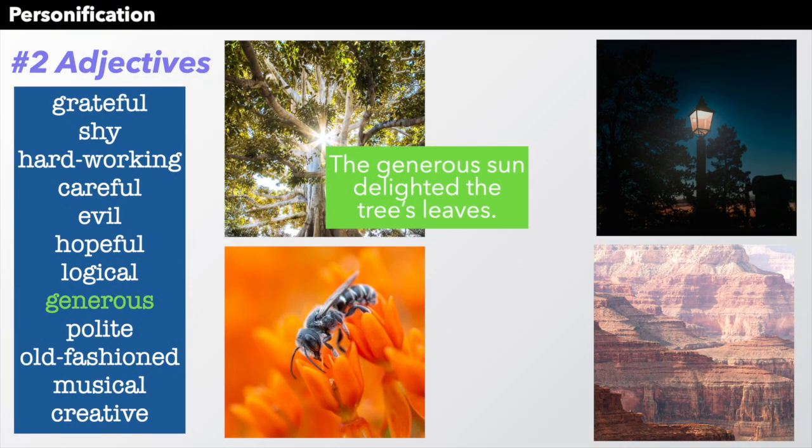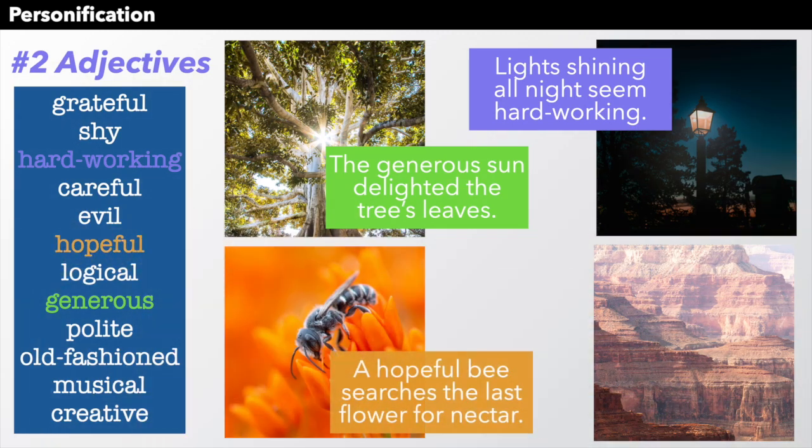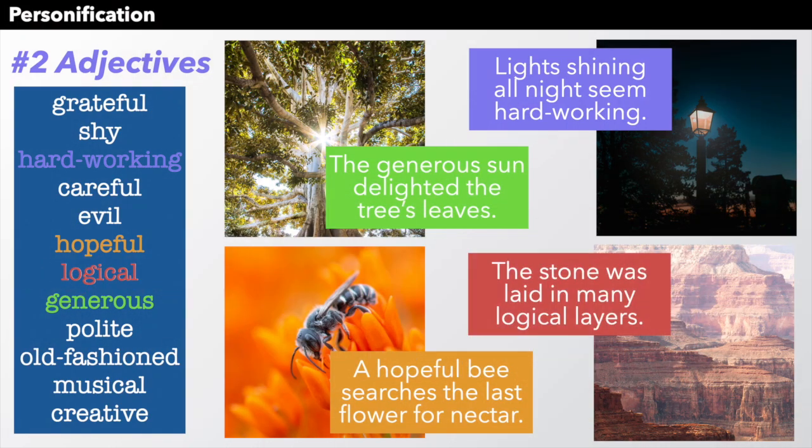The generous sun delighted the tree's leaves. We have "generous" here, but we also use "delighted," which tree leaves cannot be. The sun is generous. Lights shining all night seem hardworking. Lights don't do work. A hopeful bee searches the last flower for nectar. And the stone was laid in many logical layers. I don't think they had a plan for that one. The stone just happened to be.